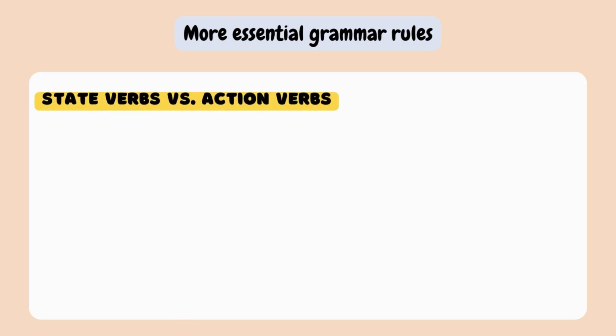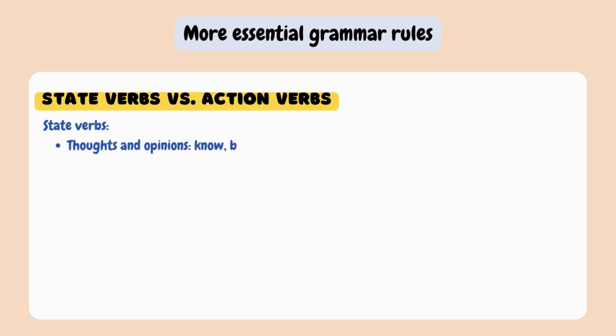There are many other essential grammar rules to learn in this tense. Let's check some of them. State verbs versus action verbs. Some verbs, known as state verbs, are typically not used in continuous tenses because they describe states, not actions.